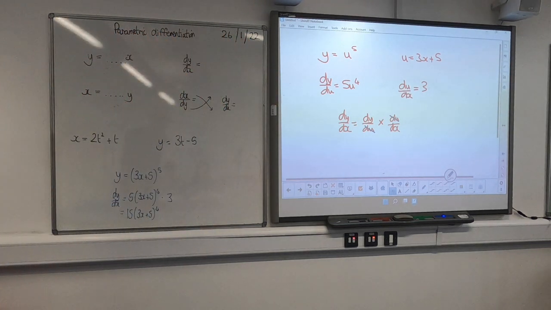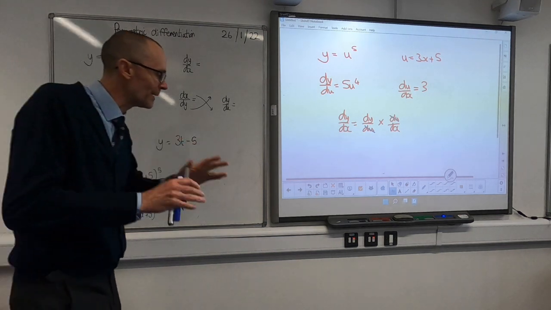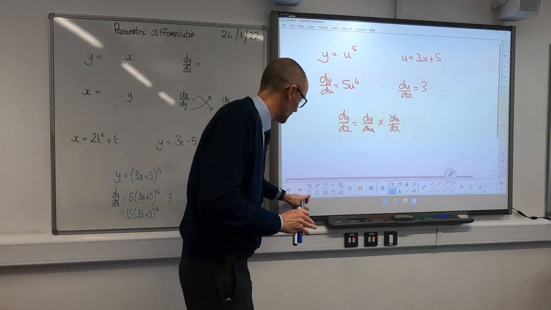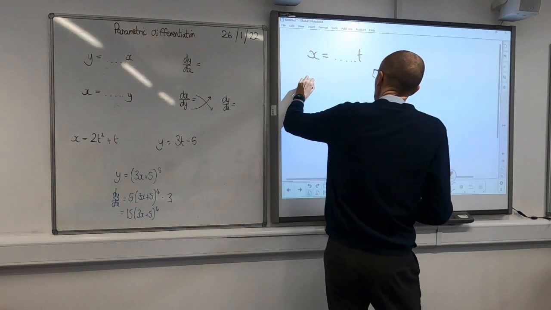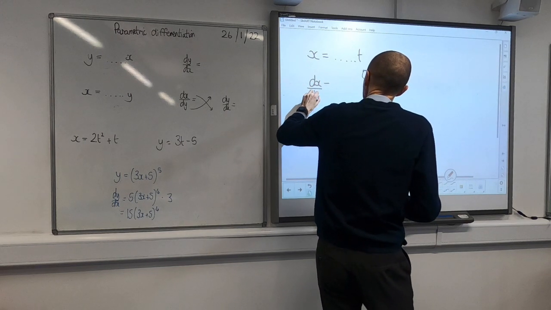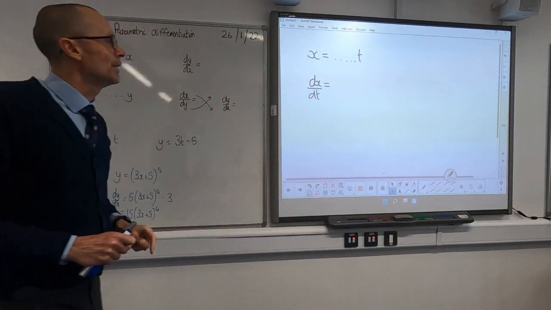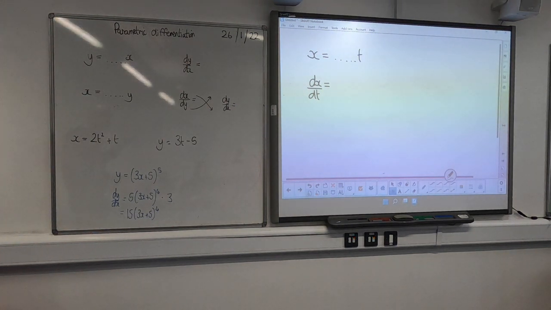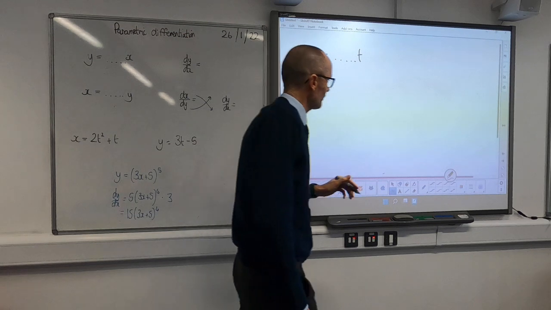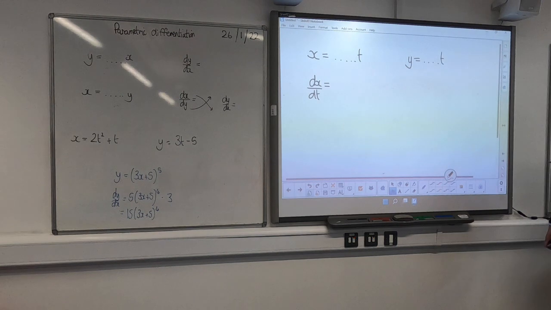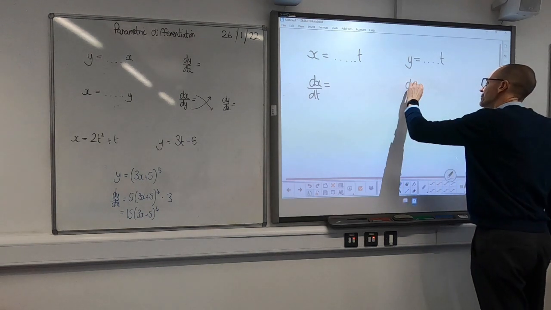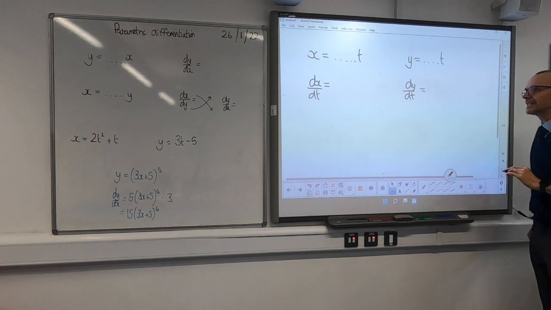So what we do when we come to parametrics is something a little bit similar. We've got x is equal to something to do with t, and I can differentiate that, and that's going to give me dx by dt. I've differentiated my x equals statement with respect to t, so we call that dx by dt, how x is changing with respect to t. I've got a y equals something to do with t function, and I can differentiate that. That's going to give me dy by dt.